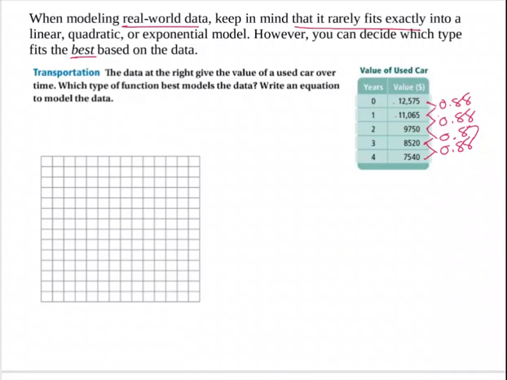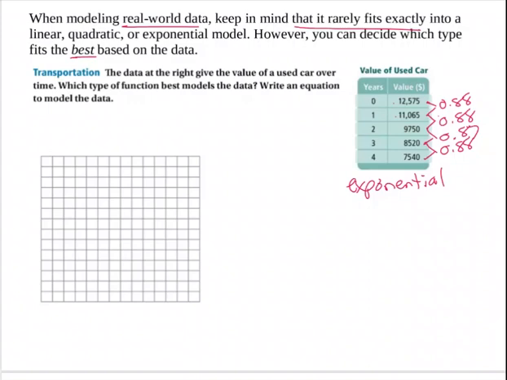So can we say that this is exponential? Yes. It is pretty much fitting exponential, okay? So we're going to say that this is exponential. It's fitting an exponential model pretty well. With real world data, it's rarely going to fit better than what this is showing here, okay? So now what we need to do is write an equation. It says to write the equation for this situation.